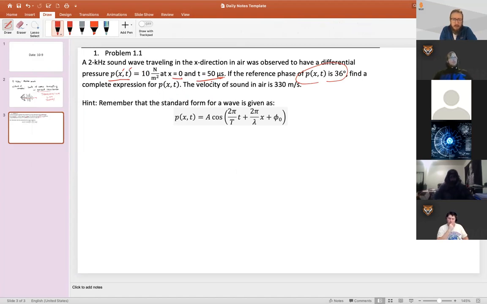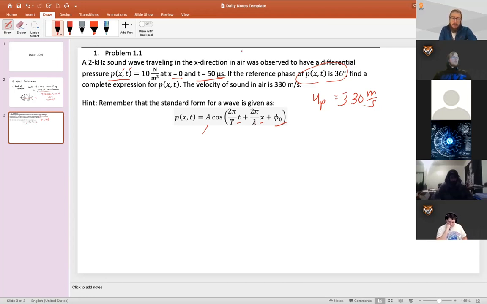Okay, we also know that the velocity of the sound in air is 330 meters per second, which means I think we're also assuming a temperature, but that's not given in this problem. So we'll just give it as this. This is the standard form of the wave that we'll use in this class. So we have a wave that's propagating in distance and time. We have amplitude, the time variance, the spatial variance, and then a reference phase, and then a period and a wavelength.